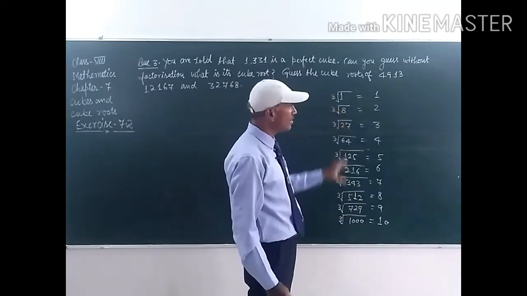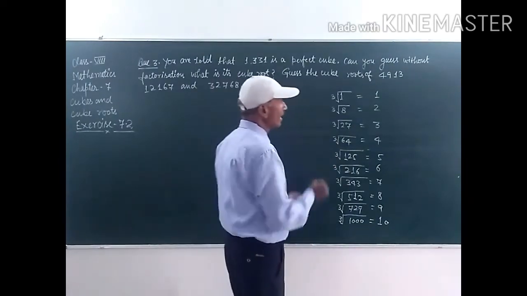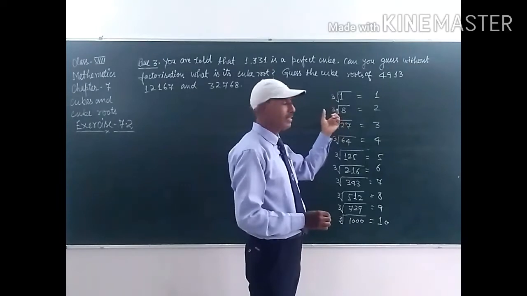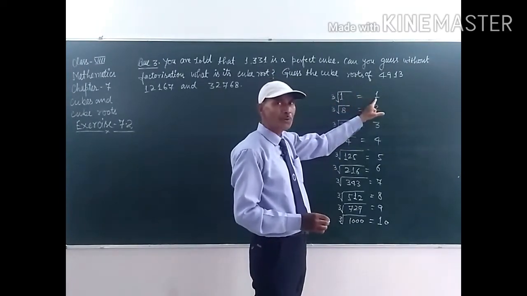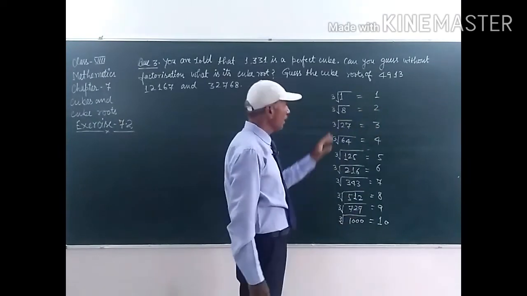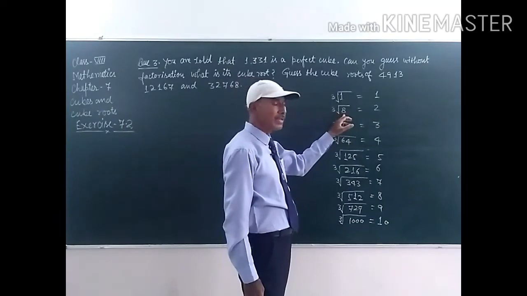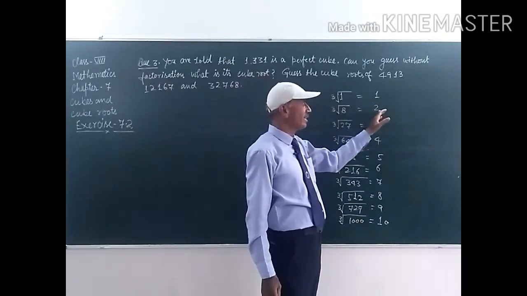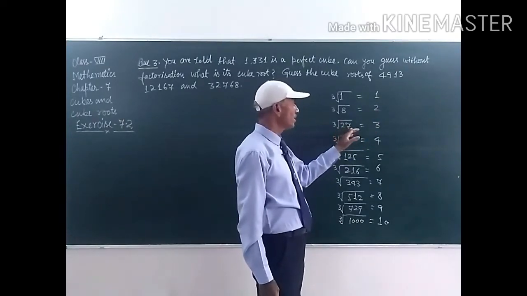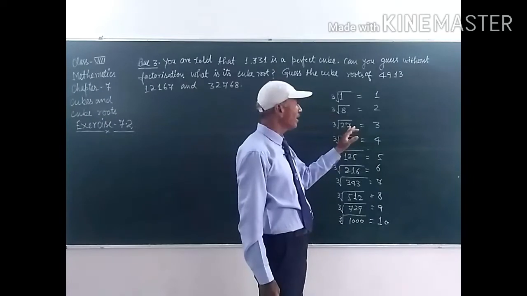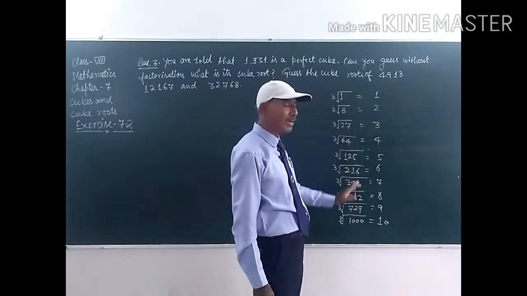Clear? From this table we have concluded, student, if the unit digit of the cube number is 1, then the unit digit in its cube root will be 1. If the unit digit of the cube number is 8, then the cube root's unit digit will be 2. If the cube number's unit digit is 7, then the cube root's unit digit will be 3, student. So, from this table we concluded it.